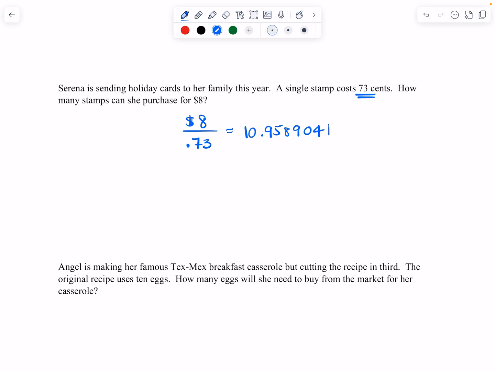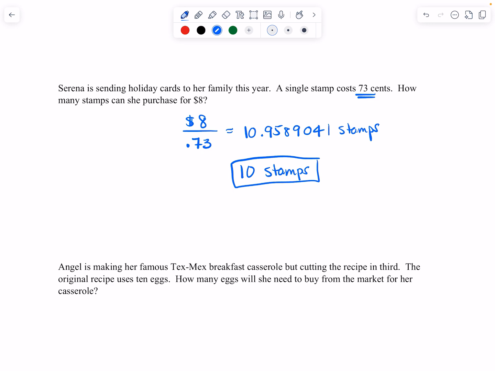10.9589041. Okay? If she only has $8 and she can purchase, and I'm spelling stamps wrong, so let me fix that, guys. Stamps. She can purchase 10.95 of a stamp. Well, if she has only $8, she can actually only purchase 10 stamps. I can't round in this instance, even though 0.95 is pretty darn close to a whole stamp. If she only has $8, she can only get 10 stamps.